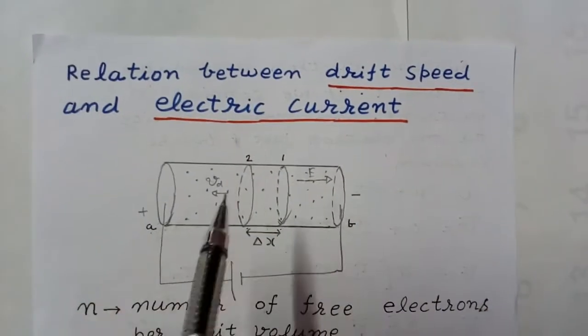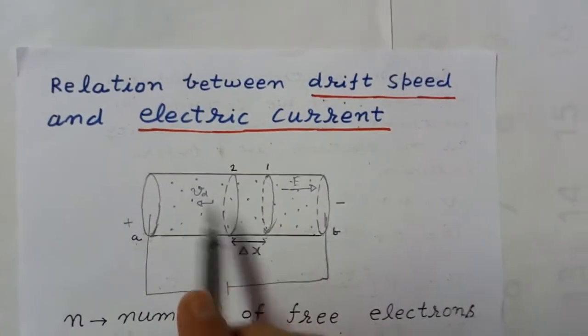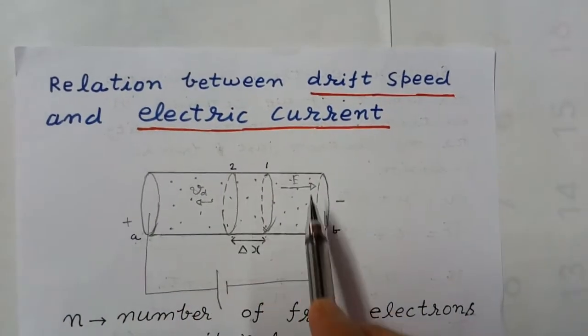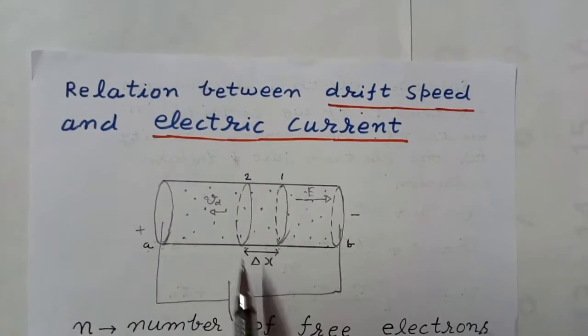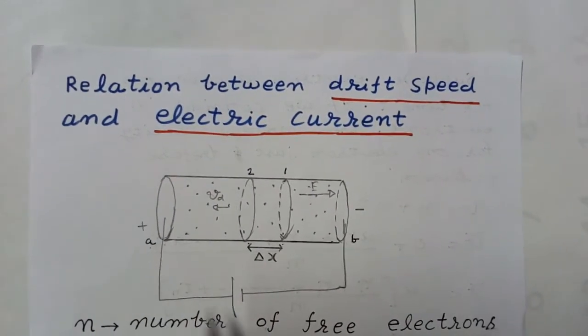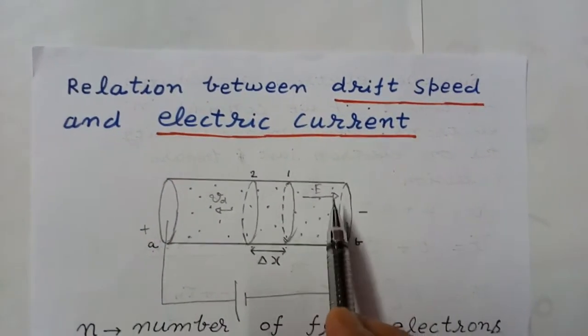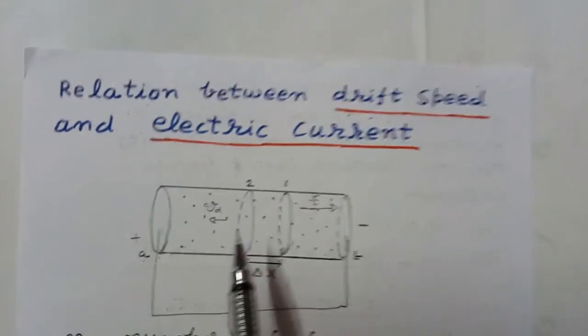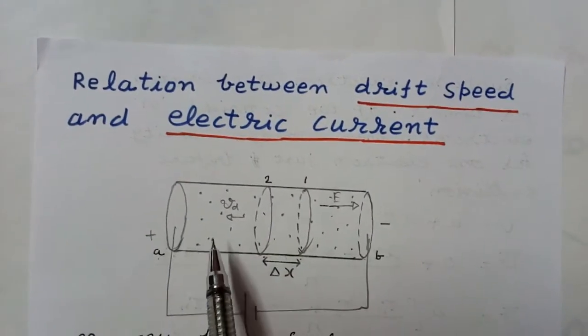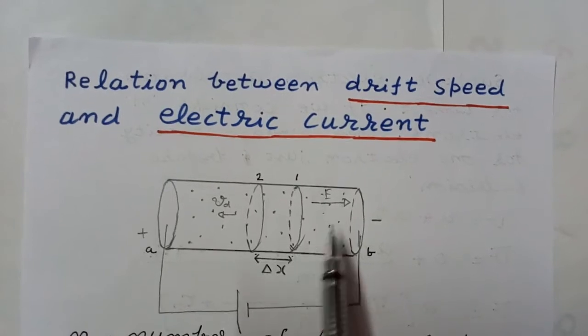Relation between drift speed and electric current. Suppose this is a conductor. Now when we connect its ends to a battery, because of the electric field, electrons drift in the opposite direction of the field. These small points represent free electrons.